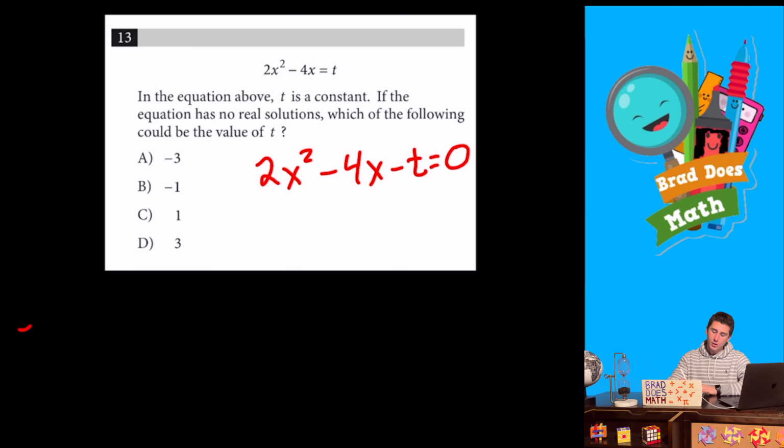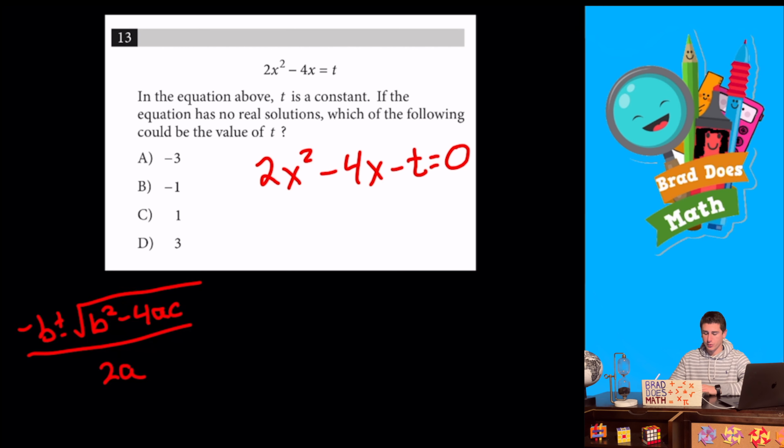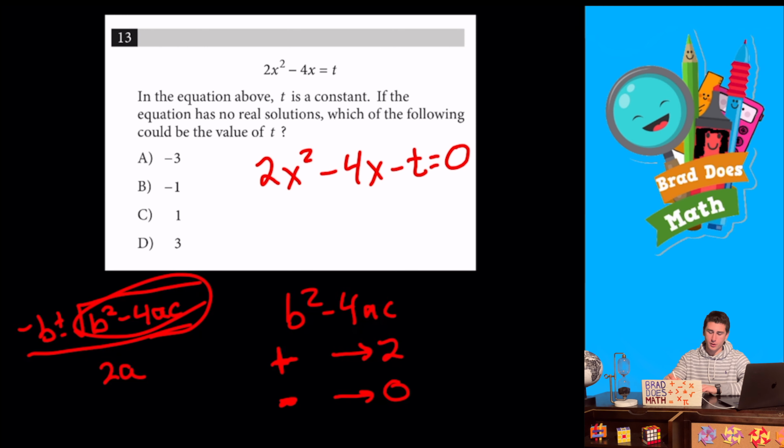I'll show you both. When you have the quadratic formula, this thing inside of the radical determines how many solutions you have. This b squared minus 4ac. If b squared minus 4ac is a positive number, you have 2 solutions. If it's negative, you have no solutions because you can't square root a negative number. And if it's 0, then you only have 1 solution. And the reason for that is plus 0 and minus 0 gives you the same thing, so it's just one answer. But plus some number or minus some number, when you have a positive number, that gives you 2 solutions.